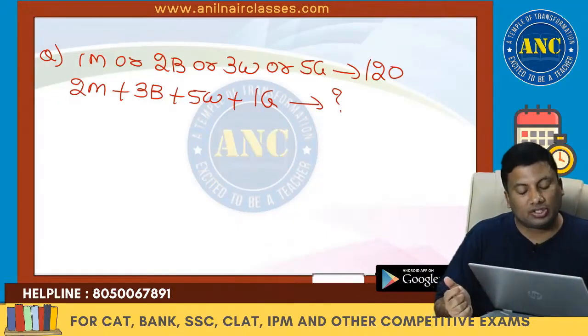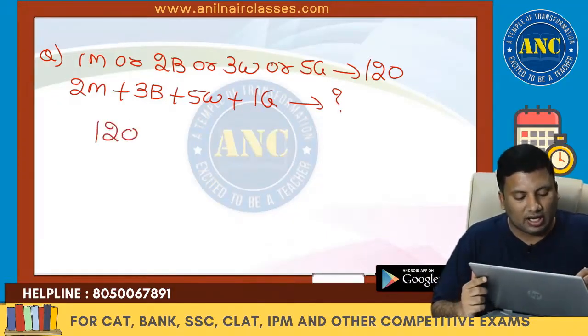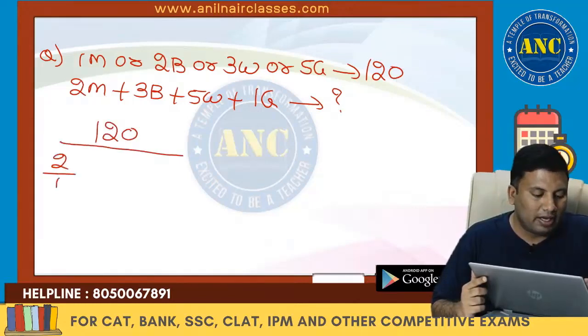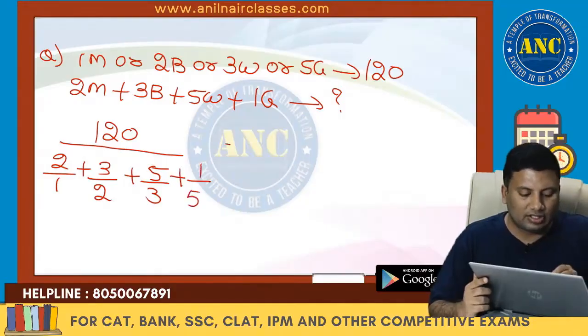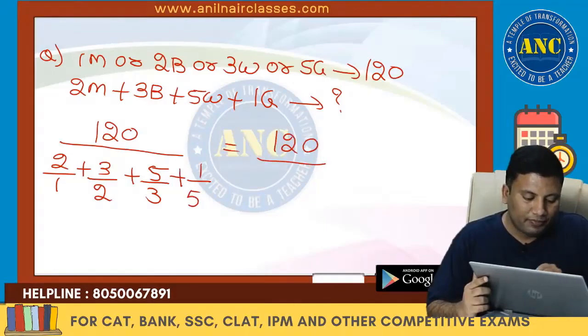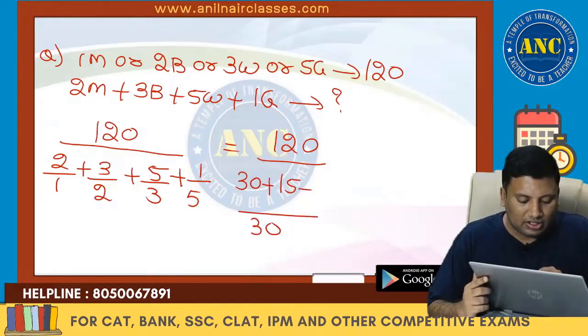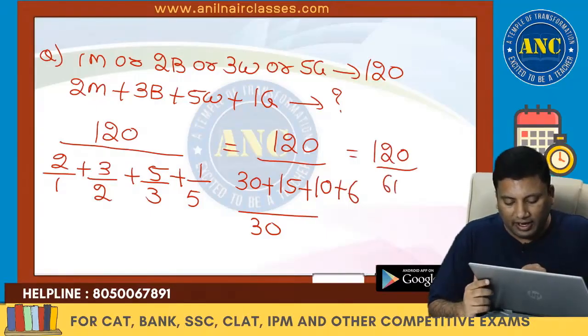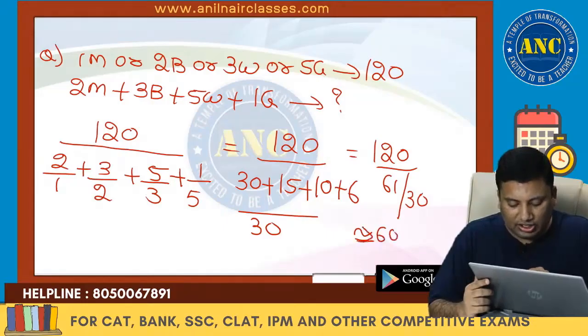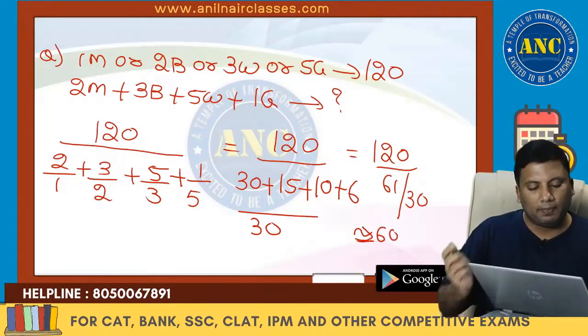Otherwise it will become an extremely cumbersome process, sir. 120 divided by 2 by 1 plus 3 by 2 plus 5 by 3 plus 1 by 5. This is the answer. 120 divided by, these are nothing but 30, 30 plus 15 plus 10 plus 6. These are nothing but 120 by 61 divided by 30. So approximately just greater than 60. 2 people, 3 people, 4 people.